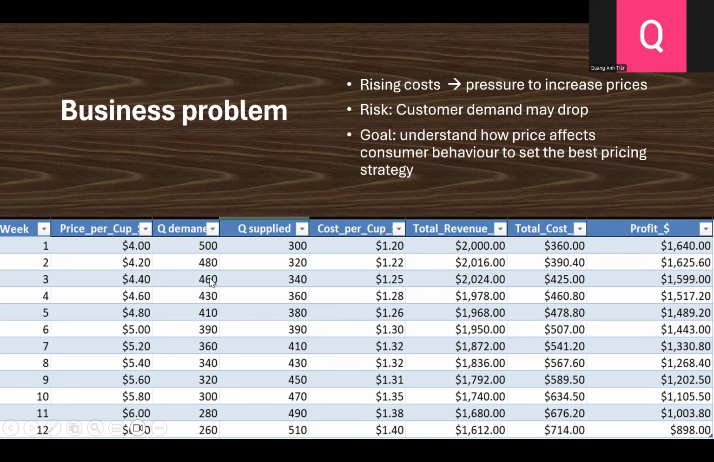For the data, I constructed a 12-week dataset to simulate real cafe operations and customer behavior. This provides a practical foundation for analyzing demand and supply, elasticity, and supporting decision-making using Excel tools.